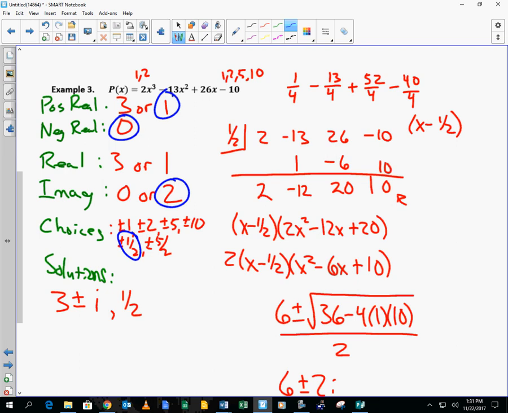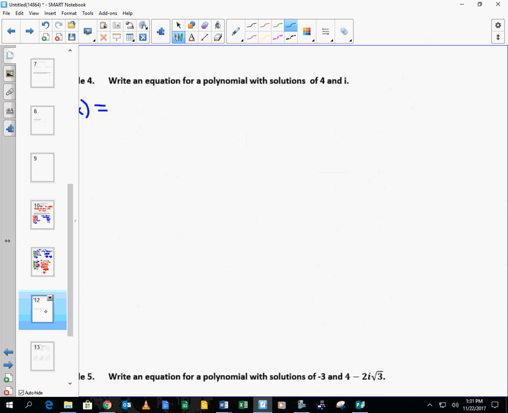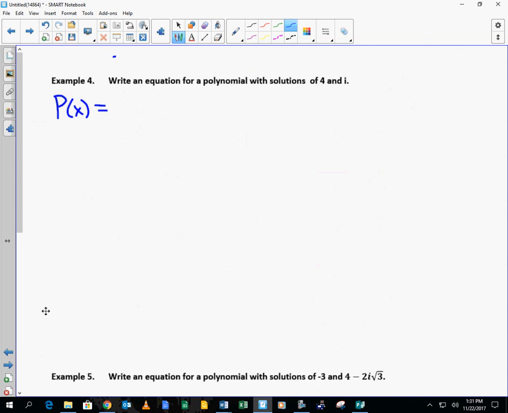Any questions on that before we move on to the second part? Going once, twice, 3 times. Okay, now what we want to do is go the opposite direction. Here's the solutions. Write a polynomial. Is it possible for a polynomial to have a solution of just 4 and i? That would mean I have just one imaginary solution, doesn't it? We need 2. And if i is a solution, so is its conjugate. What is the conjugate of i? Negative i. So negative i is also a solution.